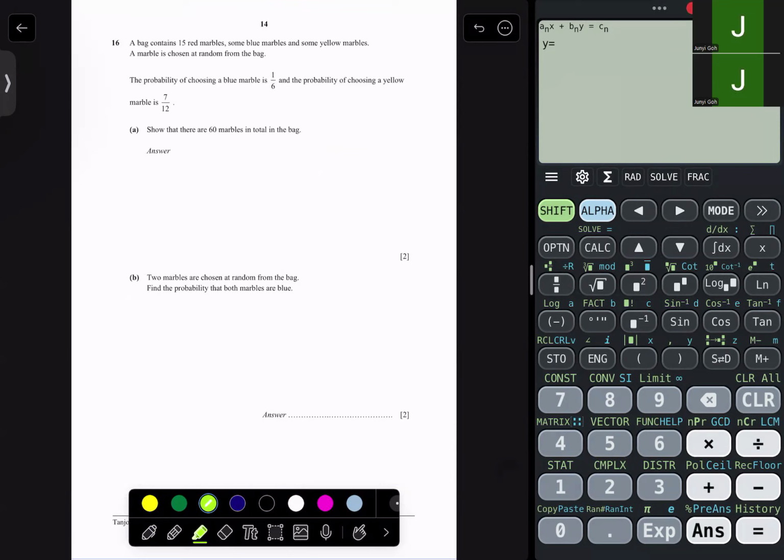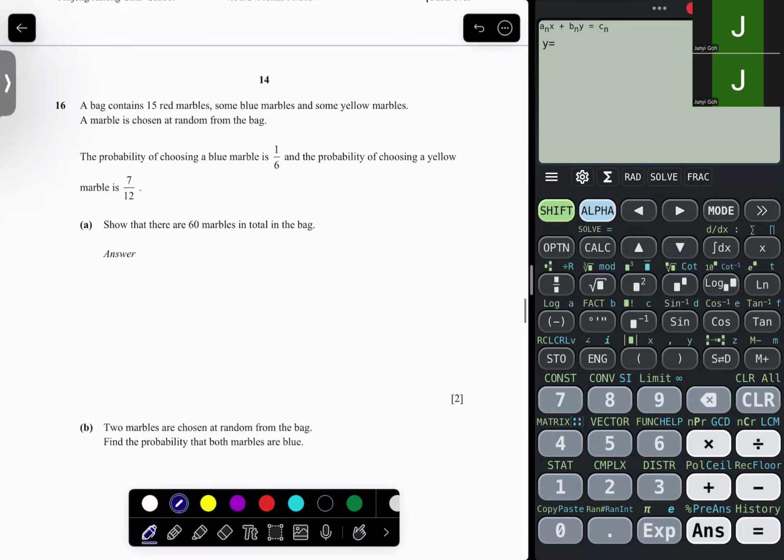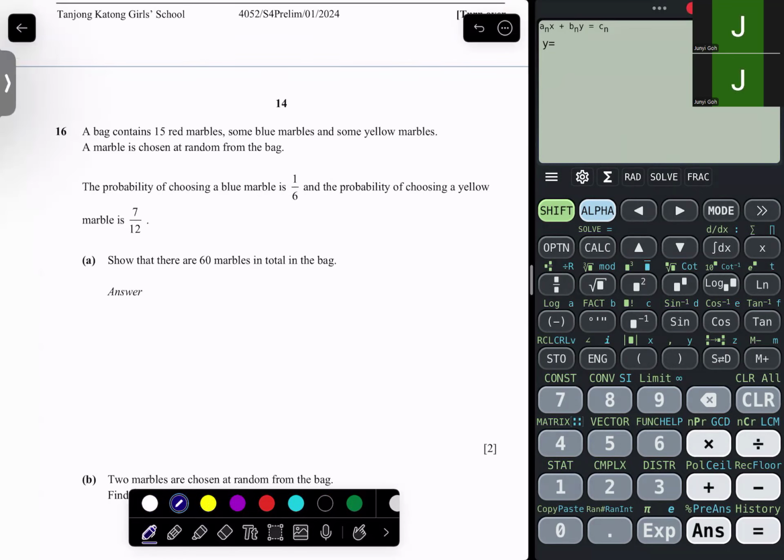Okay, question 16. A bag contains 15 red marbles, some blue, some yellow. A marble is chosen at random from the bag. The probability of choosing a blue is 1 out of 6. The probability of choosing a yellow is 7 out of 12. Show that there are 60 marbles in total in the bag.